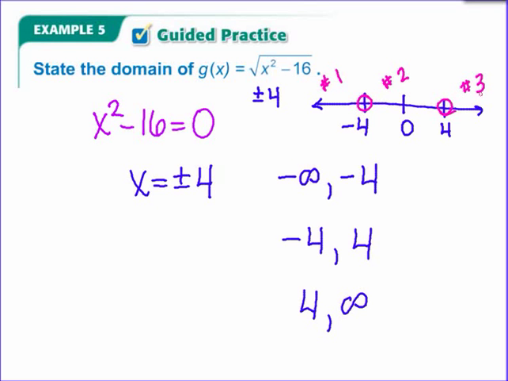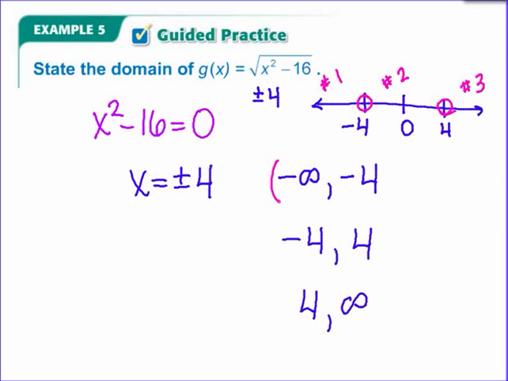If you take negative 5, square it, what do you get? 25 minus 16, what do you get? Negative. Square root of 9, which is 3. If you take negative 10, square it, you get 100 minus 16. That will be a positive number you can take a square root of. So will that value work? That interval will work. Okay, so I know this one works.